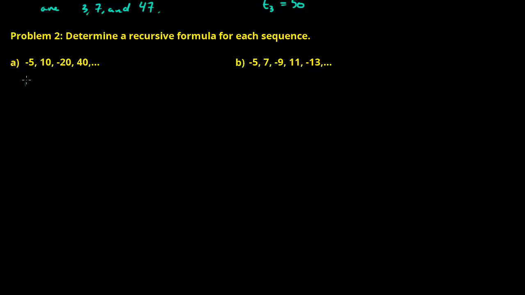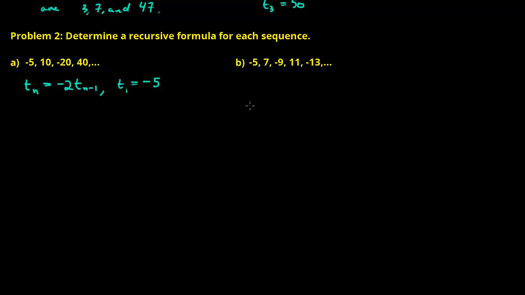So let's write that out. So we've got our recursive formula. It's just going to be t sub n is equal to the term before. Now the term before t sub n is just going to be t sub n minus 1. And we're just going to multiply that by -2. And here I have to be given one of the terms in the sequence, and generally you give the first term. So where t sub 1 is equal to -5. Okay, so this is a recursive formula for the sequence.